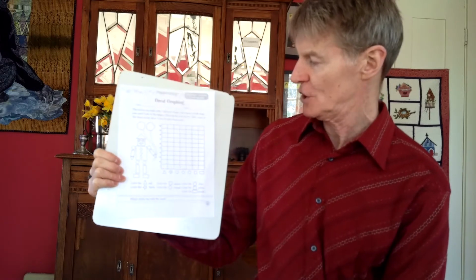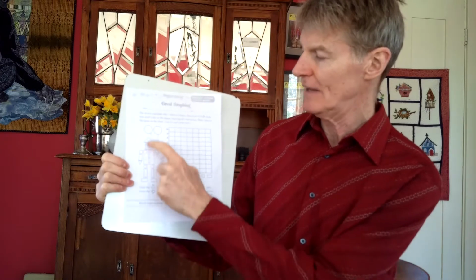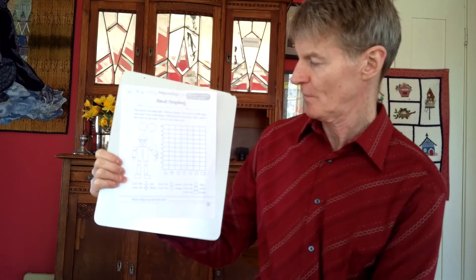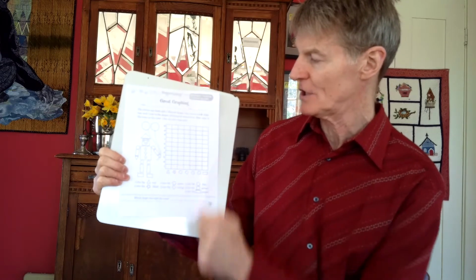And it says here, this picture was made with 7 different shapes. How many of each shape was used? Color in the shapes. There's instructions below at the bottom. And then color in the boxes on the chart, 1 box for each shape used. There's only one question at the bottom. Which shape was used the most?